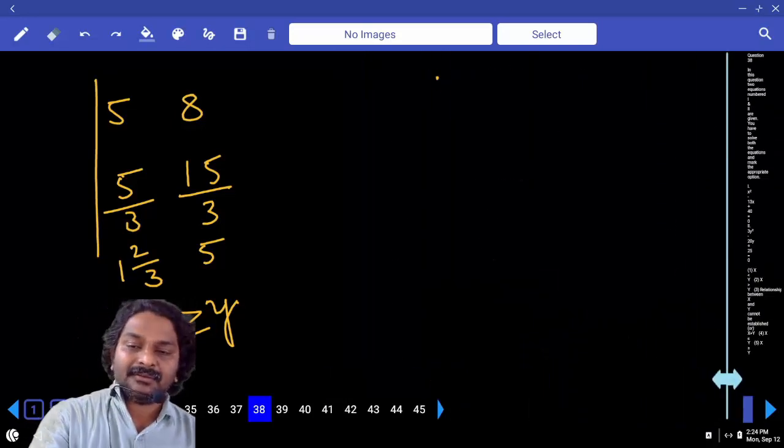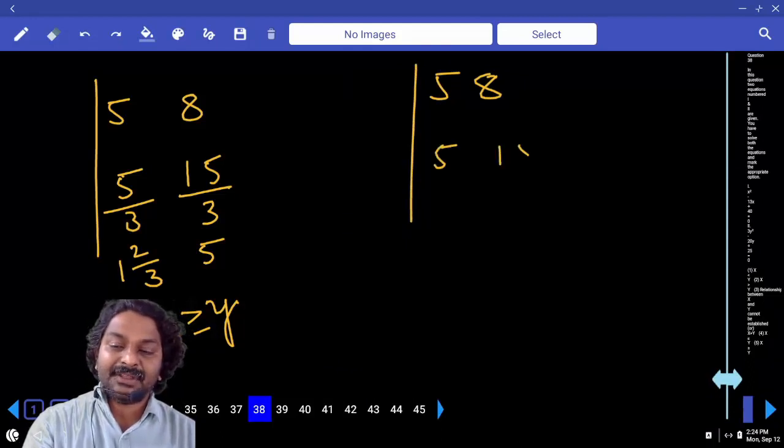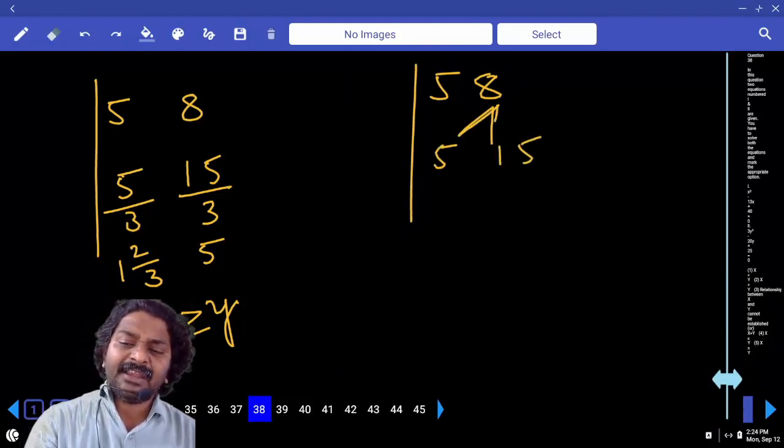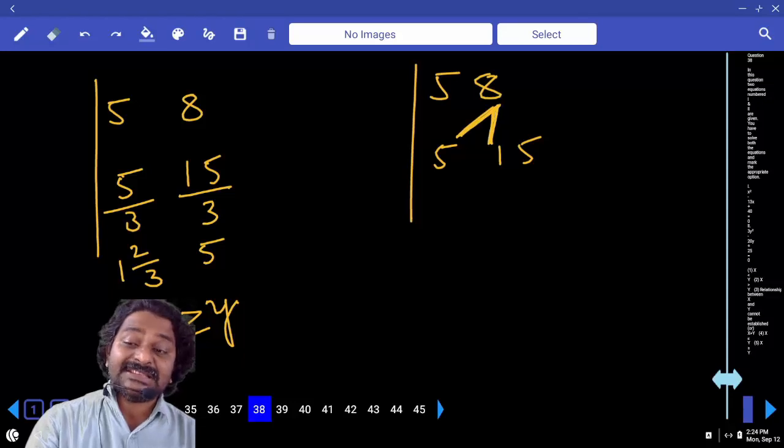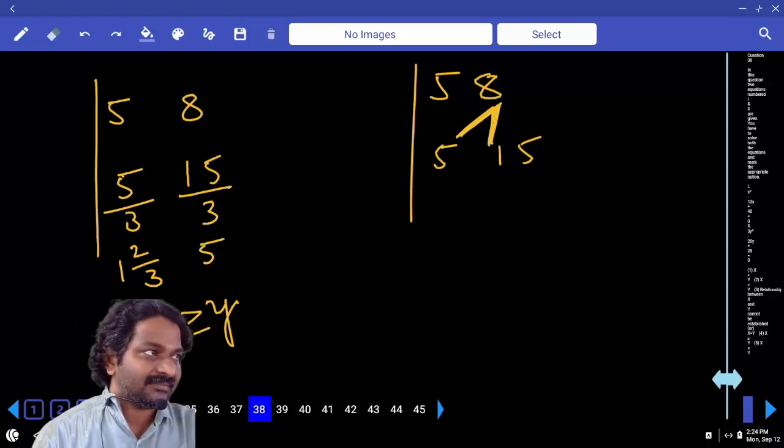But for some other questions, if the combination is 5, 8 and then 5, 15, if you can find out one value which lies in between two numbers, answer is relation cannot be established.